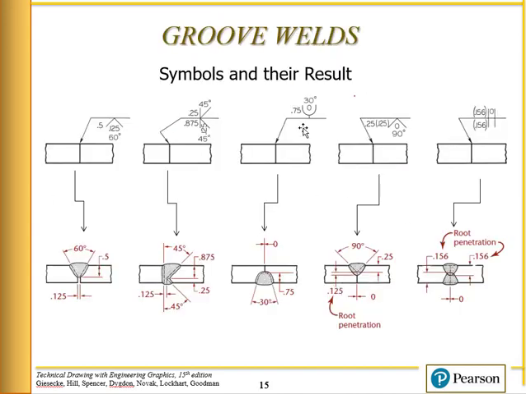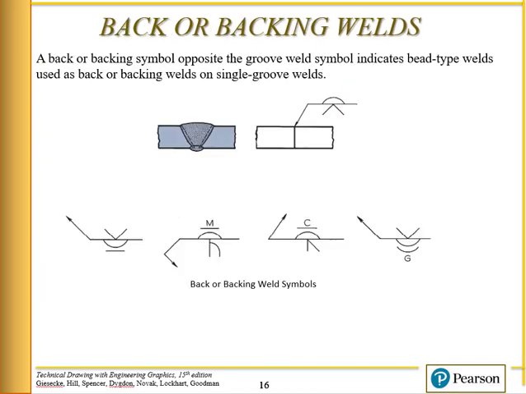Okay, so that concludes our groove welds. And then I'm going to talk a little bit about back or backing welds. A back or backing symbol opposite the groove weld symbol indicates bead type welds used as backing welds on a single groove. So over here I've got arrow side, I've got this V groove weld. I'm going to machine this out and weld that in. And then this symbol over here on the top means I want to flip it over and make a weld on the opposite side. That's why this has a similar arrow there. I'm not going to talk much more about those.